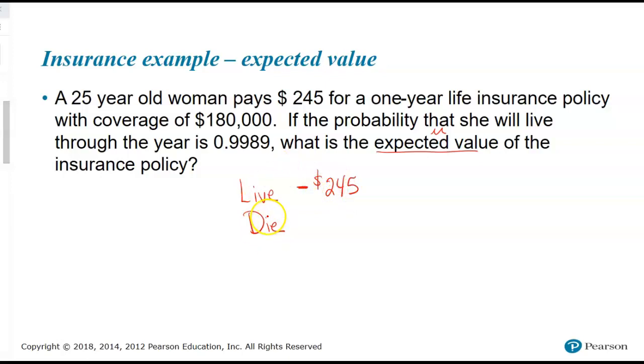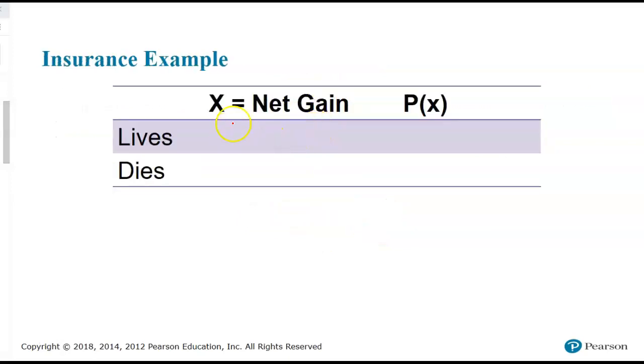Okay, let's say that they die, and unfortunately they're not able to collect, but their family would collect. The amount that they're going to collect is $180,000 minus the premium that they had to pay. So that's going to be $179,755. That's going to be the net gain for the family if the 25-year-old does pass away and she's paid the premium here. So we're going to fill those numbers in here.